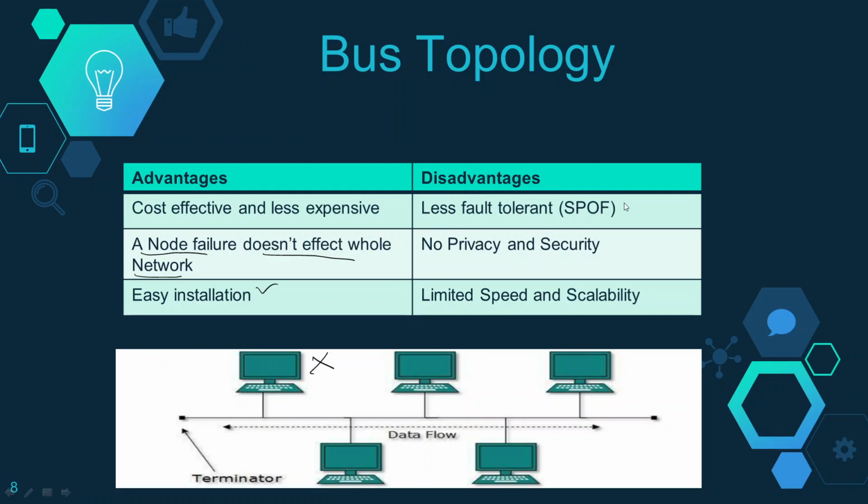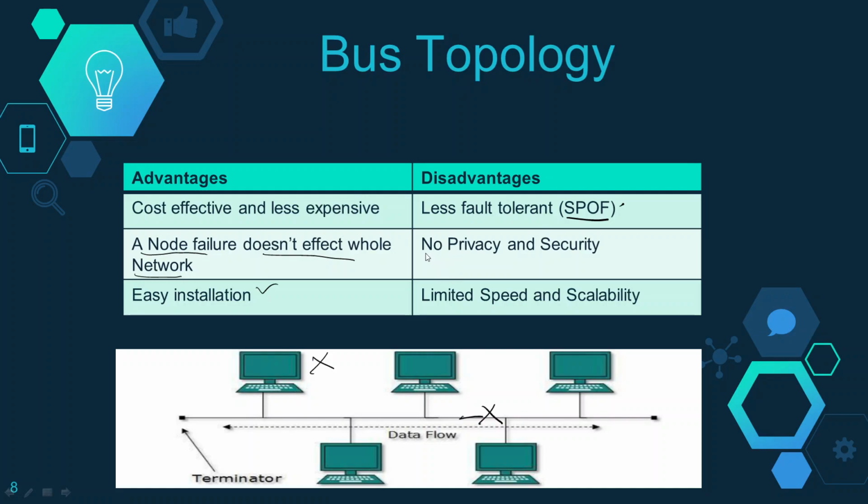These are some of the disadvantages. It is less fault tolerant and it has a single point of failure. What does this mean? That if this main backbone line breaks, the whole communication is cut down. So it is a single point of failure.